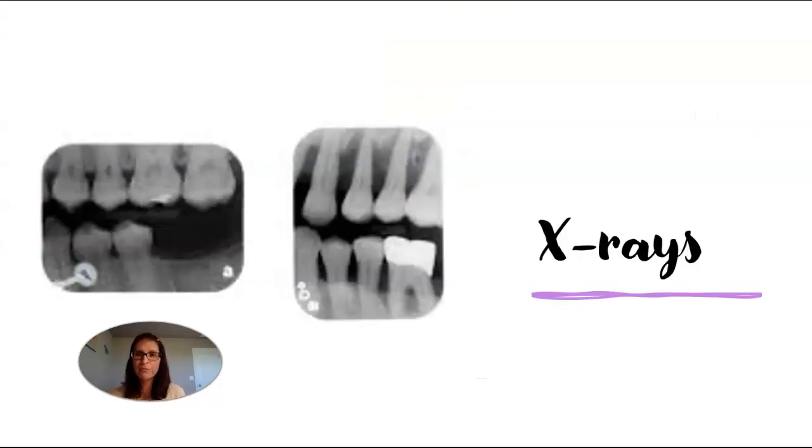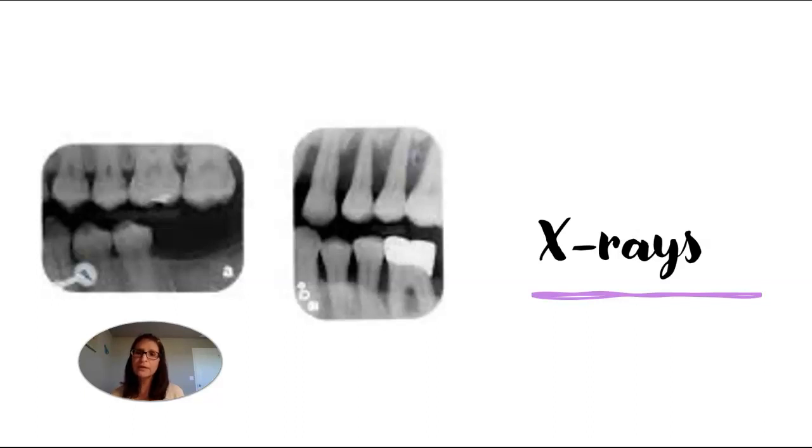X-rays. X-rays are very important, as we know, because they help us to identify things that we are not able to see just by looking at the mouth. We need to be able to see what's going on underneath the gum tissue, and X-rays are a good way for us to do that. The traditional or common way of taking X-rays, especially for any kind of hygiene exam, is usually going to be bite wings. It's also included in our new patient exam when we do a full mouth series.